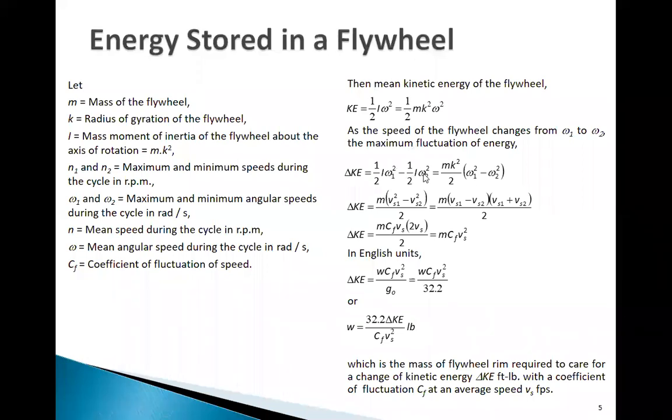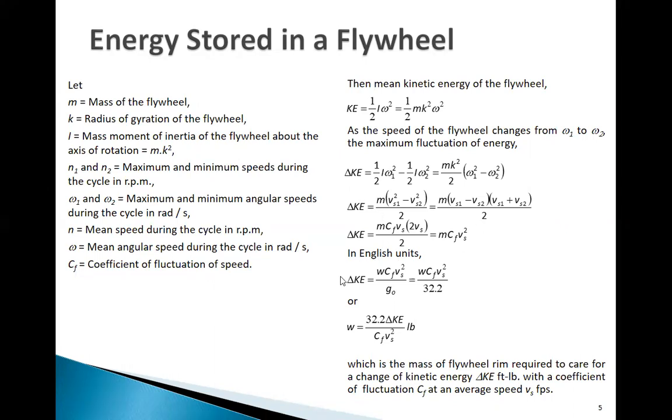So yeah, it is now equal to mp squared over 2 times omega 1 squared minus omega 2 squared. Also equal to m times (v sub s1 squared minus v sub s2 squared) over 2, which is equal to m times (v sub s1 minus v sub s2) times (v sub s1 plus v sub s2) over 2, which is equal to m times C sub f times v sub s times 2 v sub s over 2, which is m C f v sub s squared, the average.